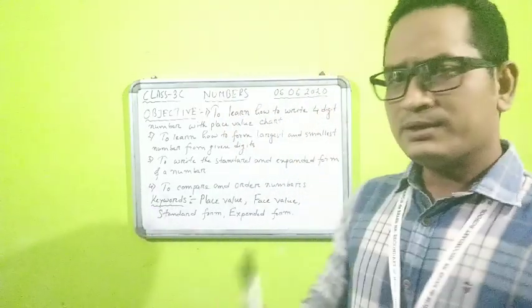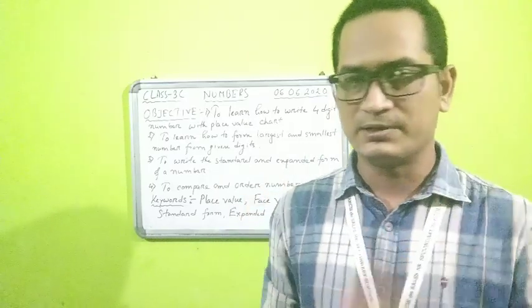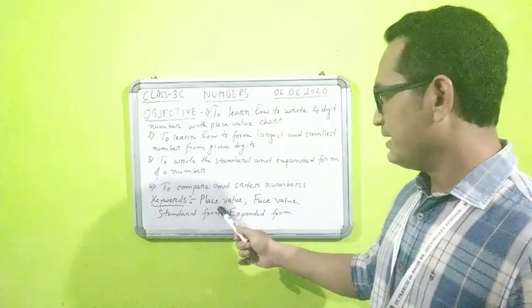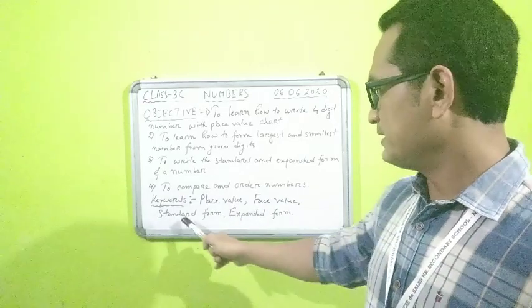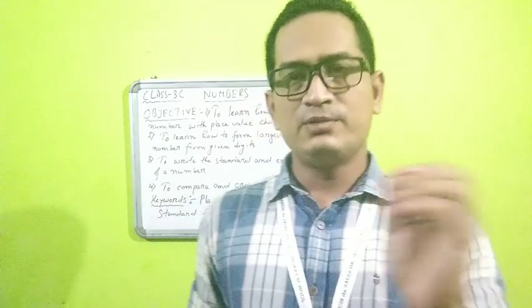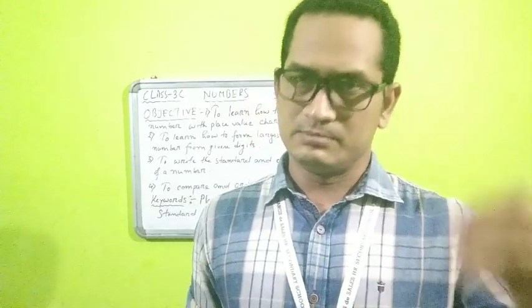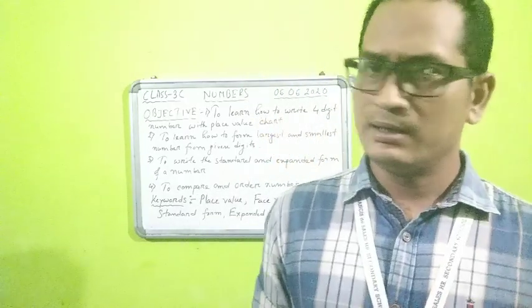So what will be the keywords for this chapter? What will be the important words for this particular chapter? Those will be place value, then face value, then standard form and expanded form. The rest of the words, whatever you will get, will be familiar to you because you already got them last year. So these will be some important words for this particular chapter.